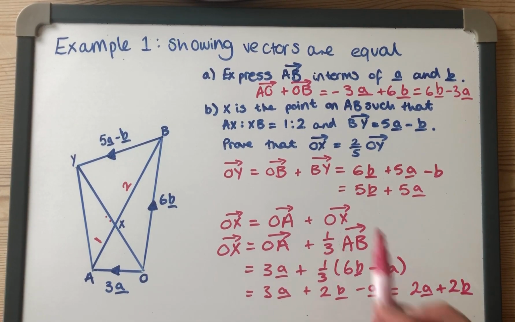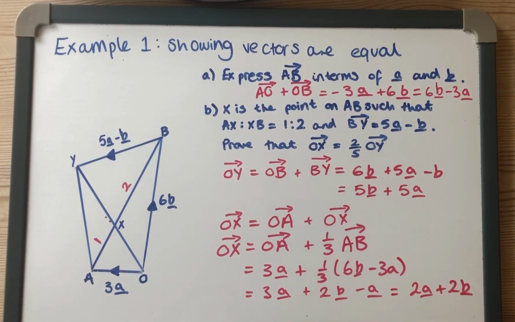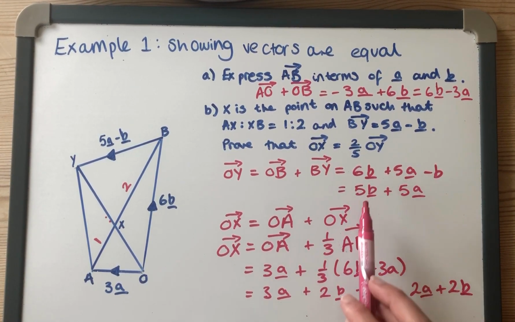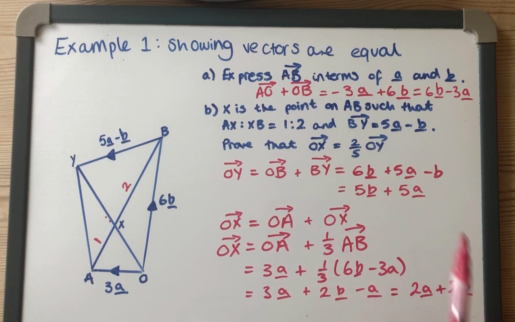All we wanted to do was show that OX was 2/5 of OY. Well, if I work out 2/5 of OY, that is going to be 2a plus 2b, which is what I've got there. So you just need a statement at the end to show that. Other than that, that's all we need. So that was example 1, and I'm going to do example 2 in my next video.